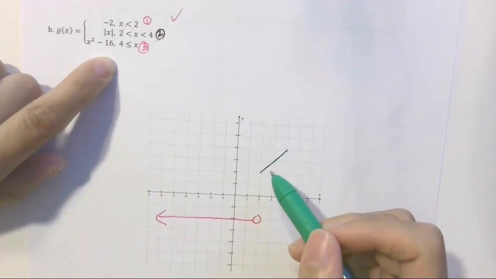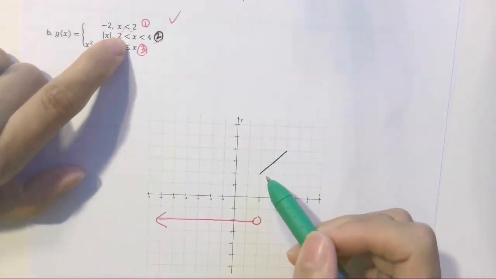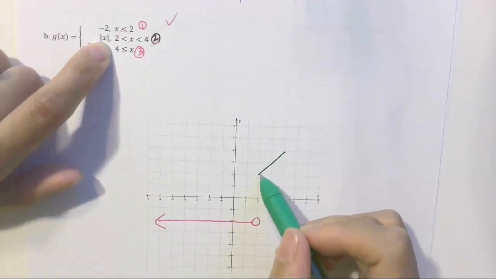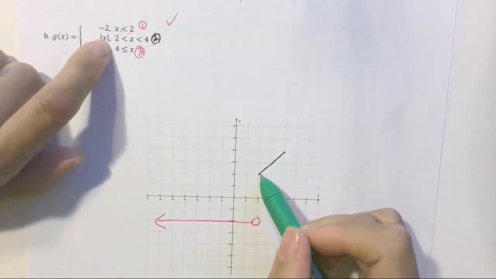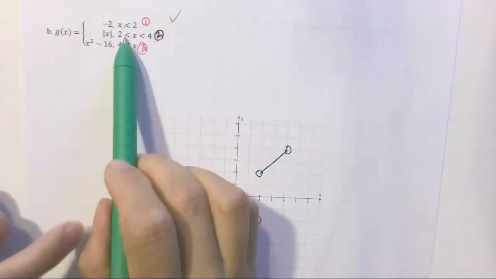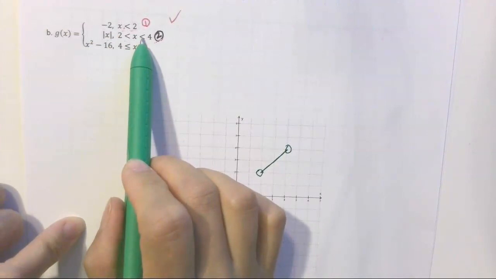If you want to know what exact y value is, you can actually take that endpoint 2 and plug it in. What's the absolute value of 2? 2. 4. Plug it in. Absolute value of 4? 4. Open or close circle? Open circle at each end. It's strictly in between.